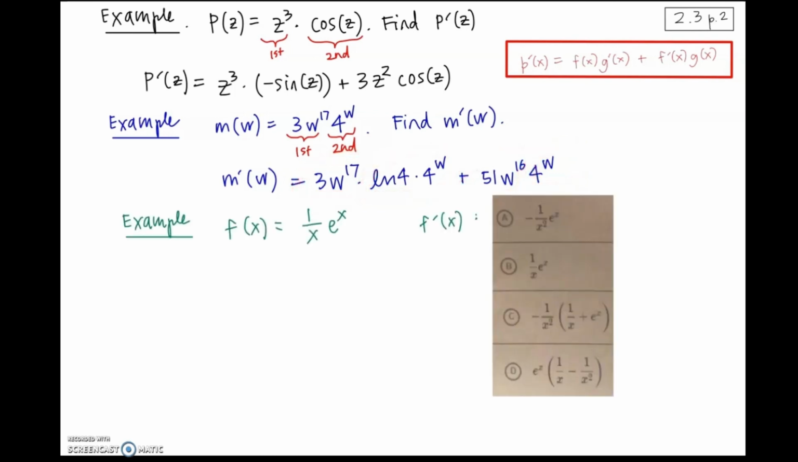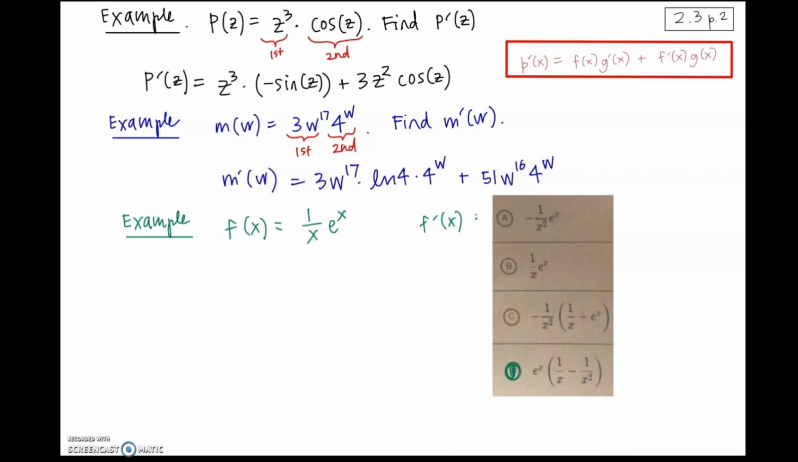So for this next example, we're going to find the derivative of f of x equals 1 over x times e to the x. And I'm going to have you do it, just pause the video, but here are 4 possibilities. So you pause the video and practice finding the derivative of this using the product rule and decide whether it's A, B, C, or D.